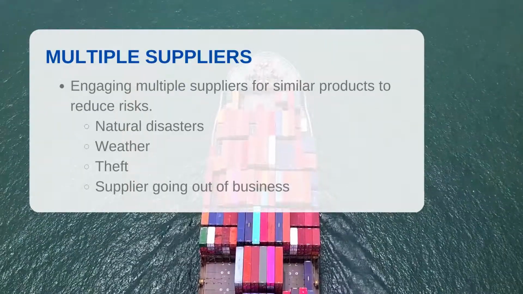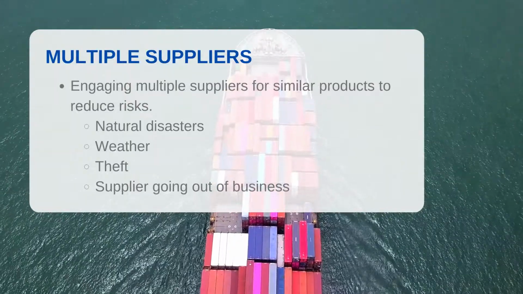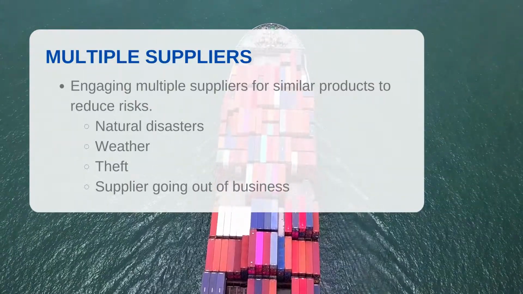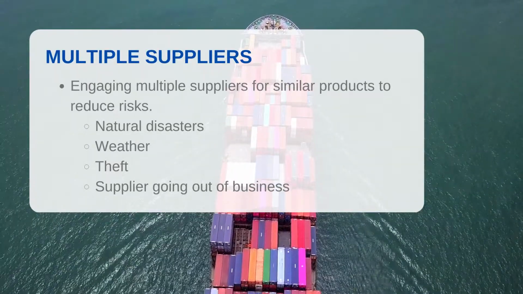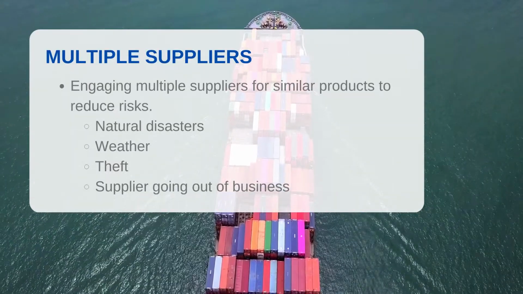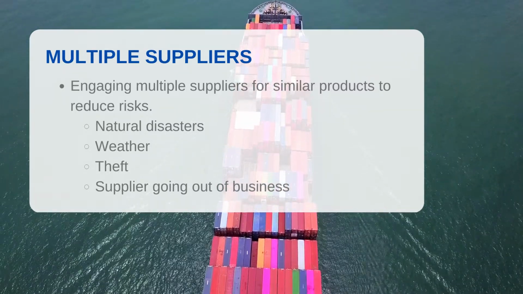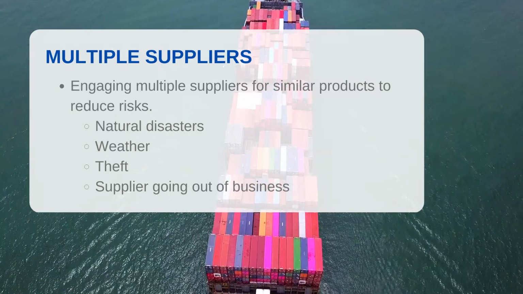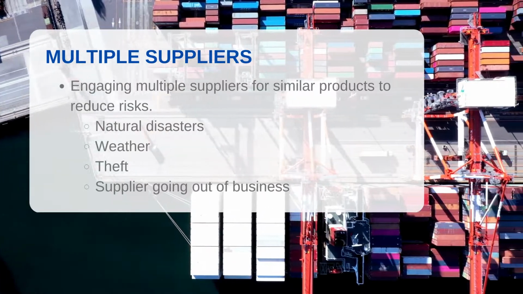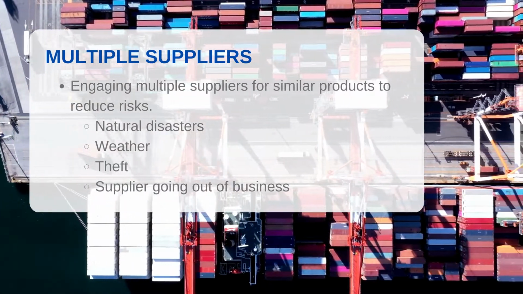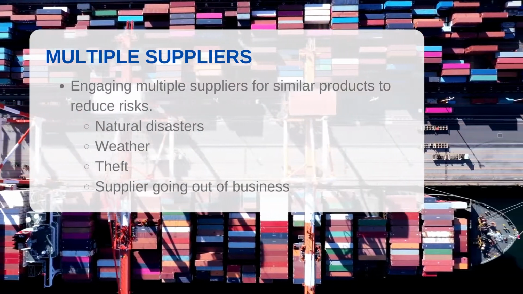A great risk management strategy within your supply chain is to partner with multiple suppliers to acquire the materials you need to produce your products. By doing so, you minimize the risks of not receiving certain goods in time to fulfill your demand. Many scenarios such as natural disasters, weather, theft, or the supplier not fulfilling their obligations or going out of business are examples of unforeseen circumstances which could negatively affect your business through not receiving your orders.